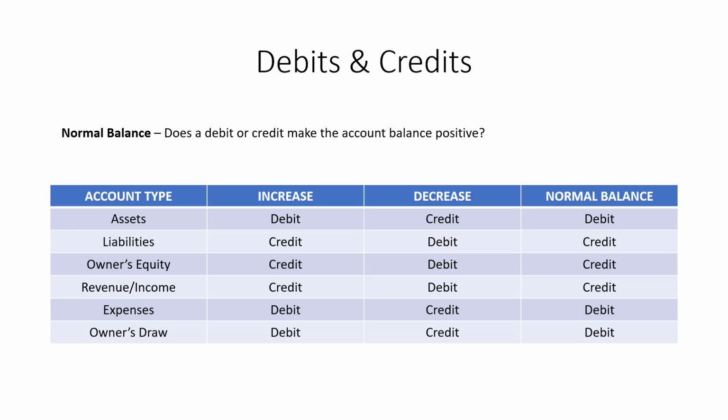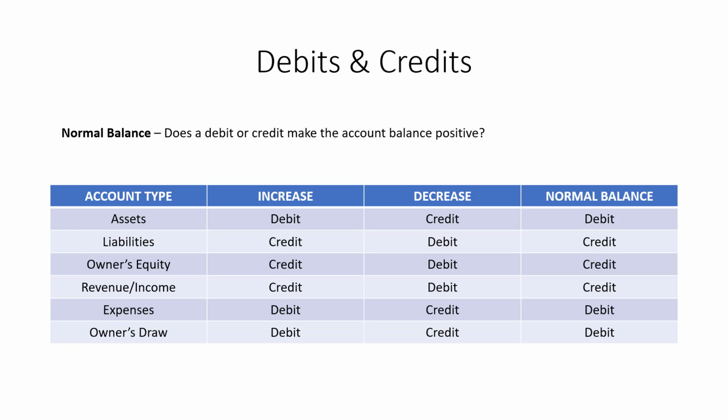Now let's look at the different account types and how debits and credits affect each one. First, I want to define a term you'll hear quite often in your accounting career, and that's normal balance. When you see that term, it's essentially asking you, does a debit or credit make the account balance positive? So in looking at the chart below, a question I might ask a student is, what is the normal balance of the supplies expense account? We can see that the normal balance of an expense account is a debit. So what I mean by that is, if I have a positive balance in my supplies expense account, it must be a debit. Conversely, if I have a negative balance in that account, it must be a credit.